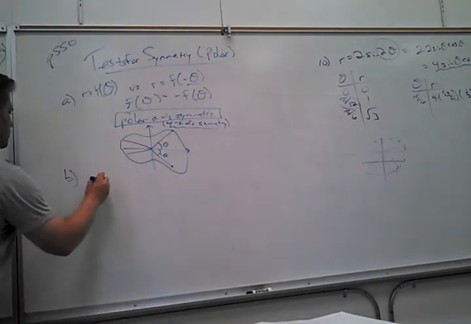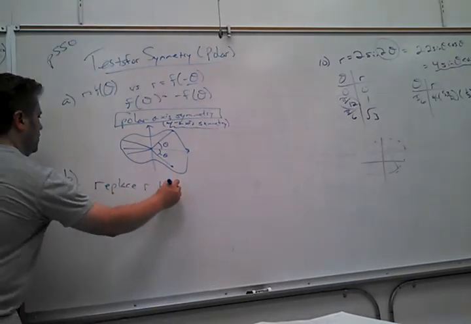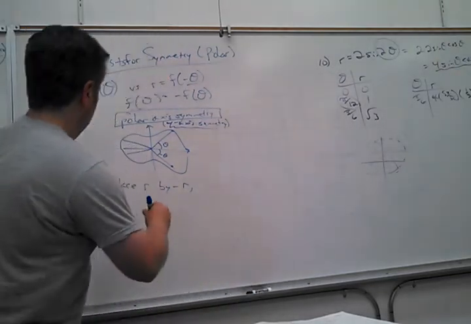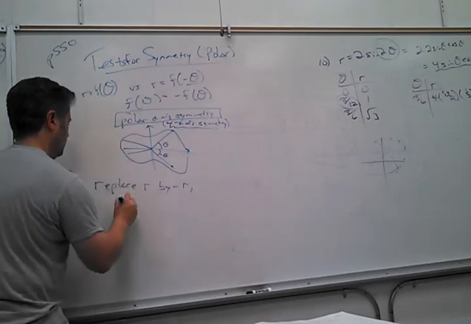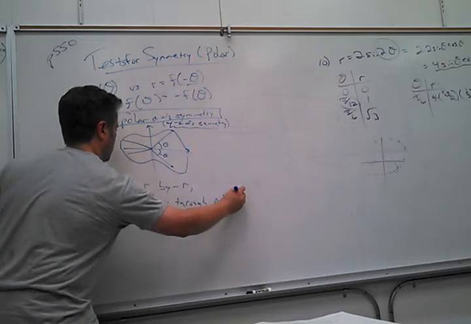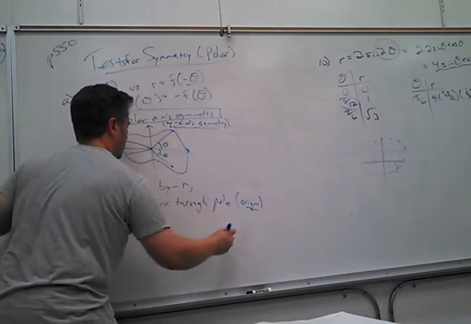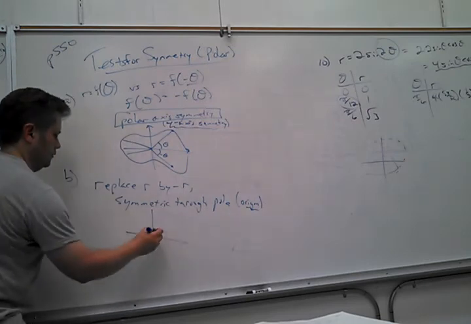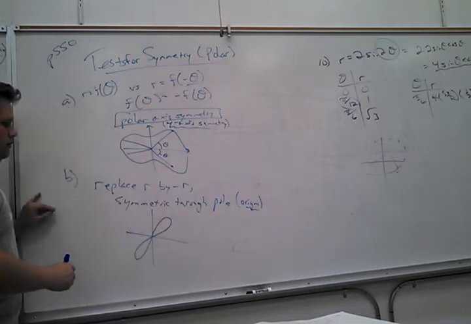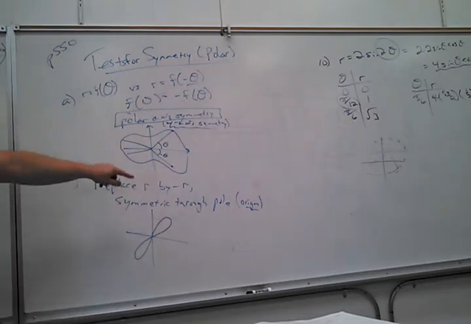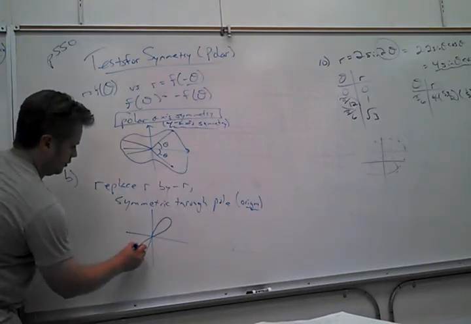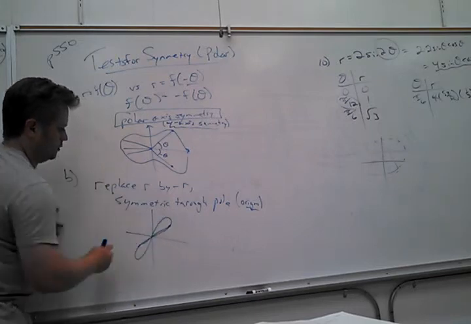If we replace r by negative r and it stays the same, in the picture they show here, this would be on the test, but it's just a question. So the example they give is something like this here. Origin symmetry, you guys remember that? It's also known as odd symmetry in rectangular coordinates. Through the origin, it's symmetric.